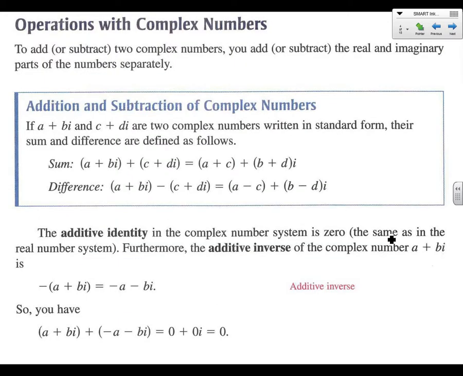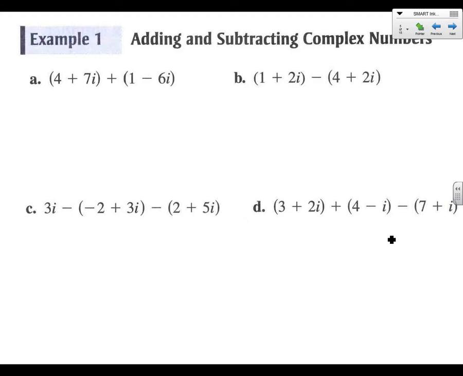All right, for our first section, we're going to do some operations with complex numbers. We're going to be able to add and subtract them. The key here is that we add all the real numbers together and then add all the imaginary numbers together, kind of like doing like terms.